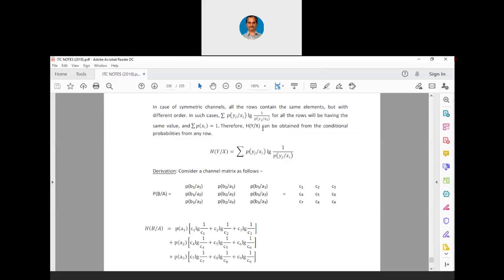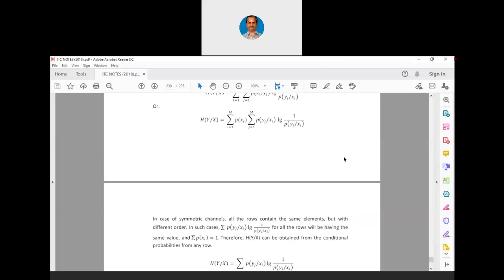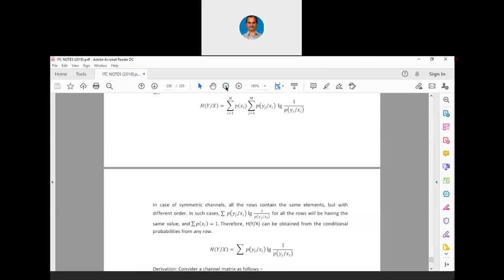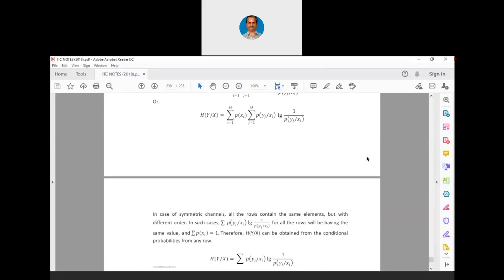Now H of Y/X can be obtained from the conditional probabilities from any row. How to find out the equivocation now? For the symmetric channels, we can find out H of Y/X is equal to summation of P of yj/xi, log of 1 over P of yj/xi. You can compare this with the upper equation now. I am showing you both of them now. Okay, both are visible.